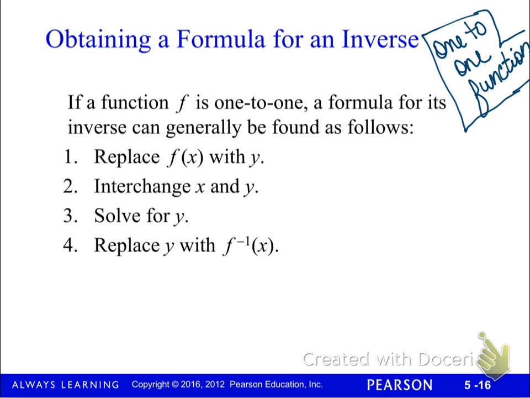So, in order to obtain a formula for an inverse, this is where we look at it algebraically, what we have been doing graphically. In order to obtain a formula for the inverse of a one-to-one function, these are the steps that we are going to follow. The first thing that we are going to do is replace the f of x with y. The second thing is we are going to interchange the x and the y. That just means wherever there's an x, we're going to put a y, and wherever there's a y, we're going to put an x.